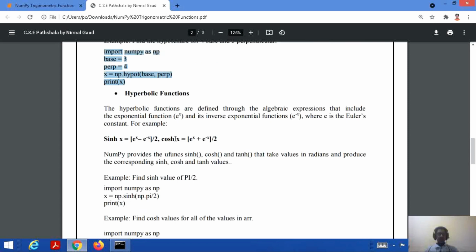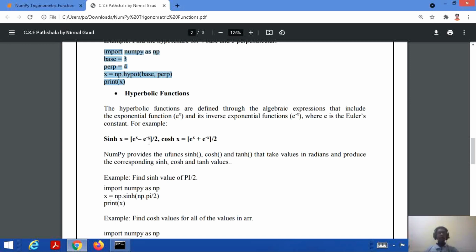Alright, now if you talk about hyperbolic functions, till now we have discussed the trigonometric functions. Now we will study hyperbolic functions. The hyperbolic functions are defined through algebraic expressions that include the exponential function, that is e to the power x, and also the inverse of the exponential function, that is e to the power minus x, where e is Euler's constant. For example, sine hyperbolic x can be written as e to the power x minus e to the power minus x, divided by 2. And for cos hyperbolic, it is e to the power x plus e to the power minus x, divided by 2.